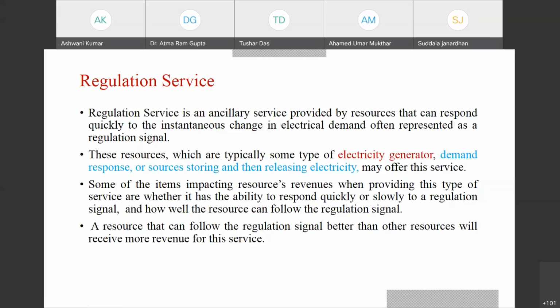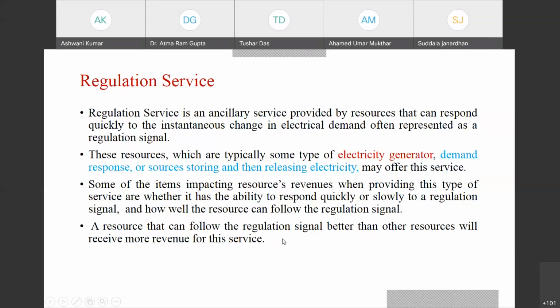So regulation service, as I told you, is categorized as one of the ancillary services, and it has to respond very quickly whenever there is a change in the demand as well as the generation. A regulation signal must go immediately to the generator to control its power and add reserve very fast in the system to bring the frequency near the original frequency of the system. So this regulation service as frequency regulation is very important.